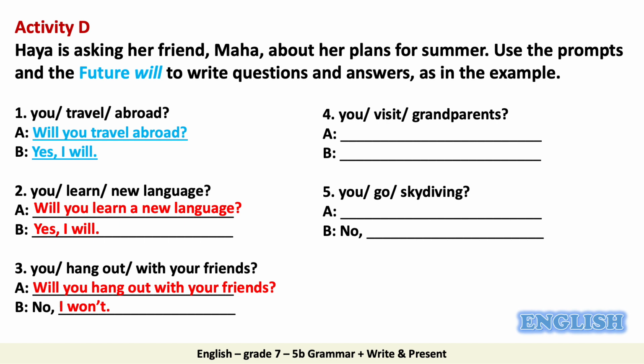Sentence number 4, you visit grandparents. We're going to start with will, followed by the subject, then the base form of the verb. So the sentence will be, will you visit your grandparents? Yes, I will. In the last sentence, will you go skydiving? And the answer will be, no, I won't.